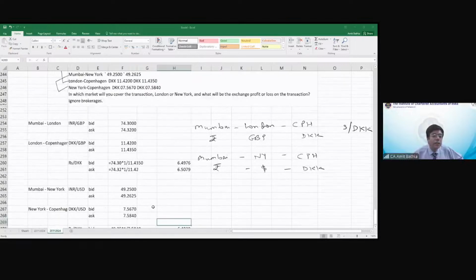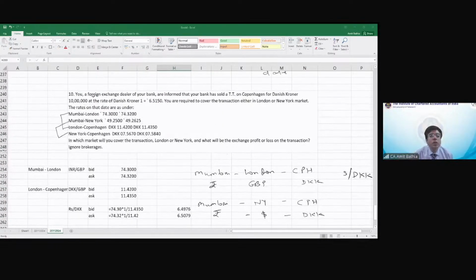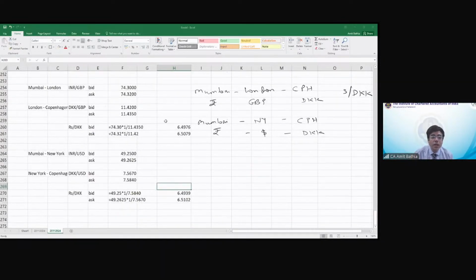Are you getting it? Yes, sir. Okay. So now, as a customer, here I need to take into account customer's position or bank's position. You are acting on behalf of whom? You, a foreign exchange dealer of your bank, are informed that your bank has sold a TT on Copenhagen for Danish kroner. So you have sold Danish kroner. Who has sold? Bank. You are a bank right now. You are not a customer right now. Are you with me? Yes, sir.